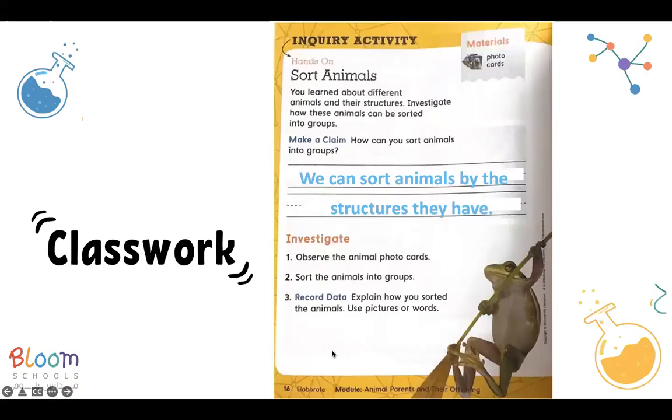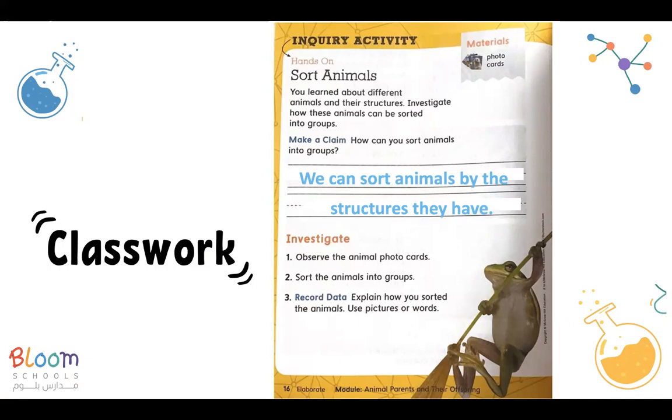Next, we opened the book, page number 16, and we answered this question. How can you sort animals into groups? The answer is we can sort animals by the structures they have, because their structure is what defines them and puts them into different types of animals.